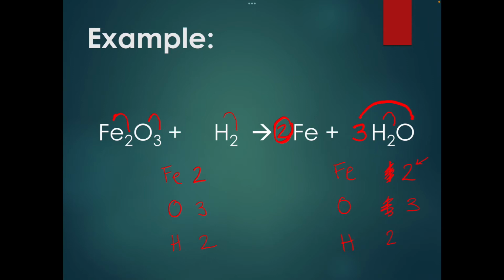However, by putting that 3 there, I also changed my amount of hydrogens. Now 3 times 2 gives us 6 hydrogens on this side. But that's a pretty easy fix because I can put a 3 here now and give myself 6 hydrogens on this side as well. Okay, so again, you're just going to put coefficients in the front and play around with it until you get your numbers to match.